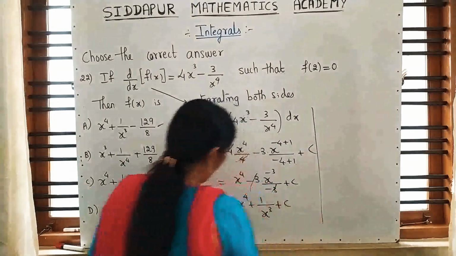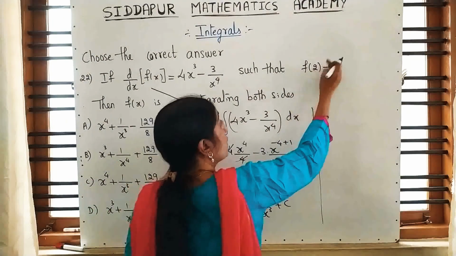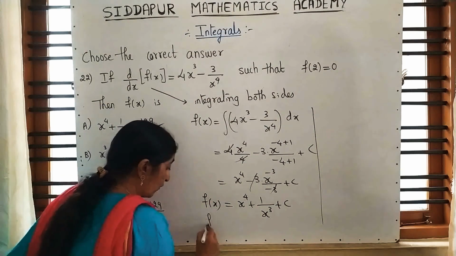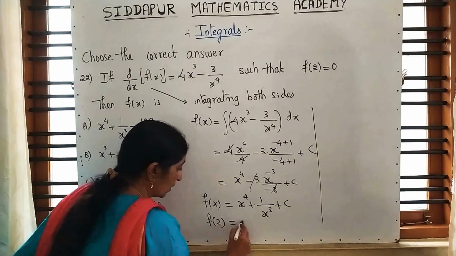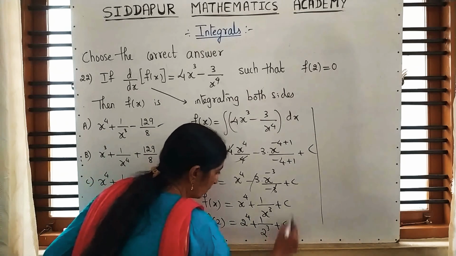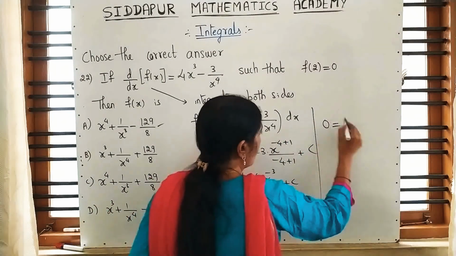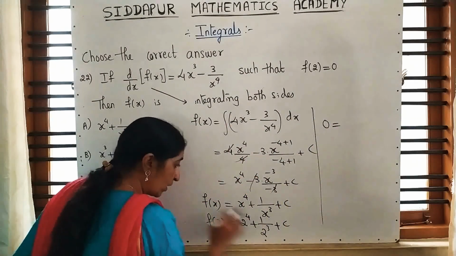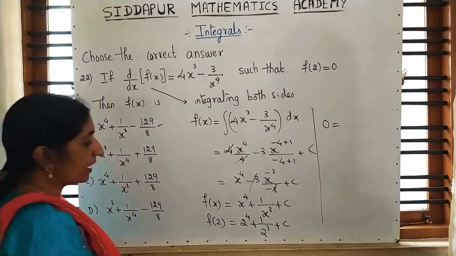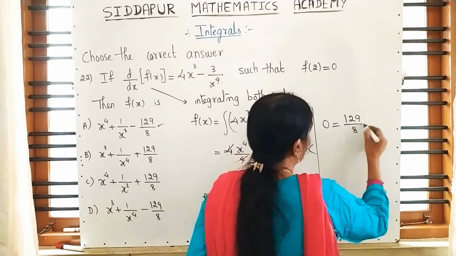So this is f of x. What is given? f of 2 is equal to 0. That means in place of x if you write 2, f of 2 is equal to 2 raised to 4 plus 1 upon 2 cube plus c. But what is f of 2? f of 2 is 0. 0 is equal to, here I am not calculating this because in all the 4 answers it is 129 by 8, so of course it is 129 by 8 only, plus c.